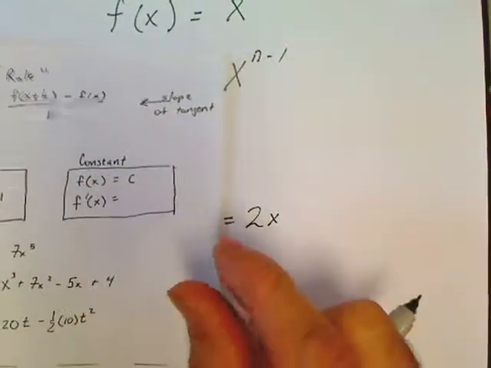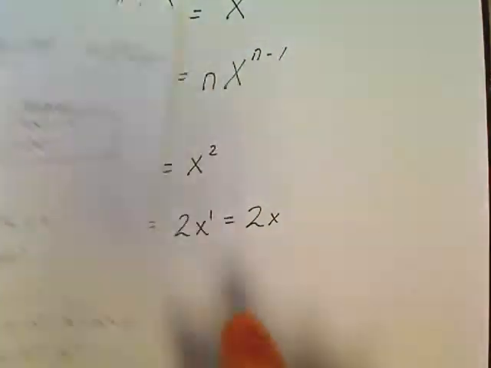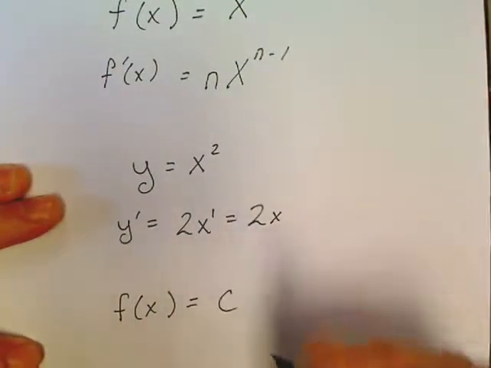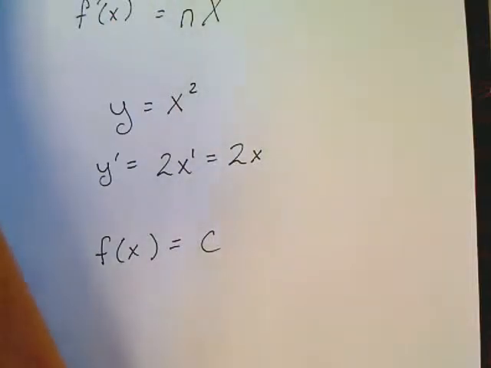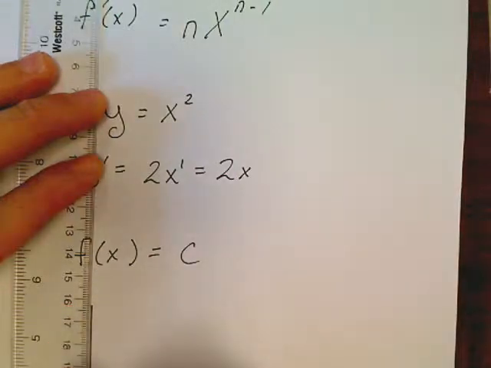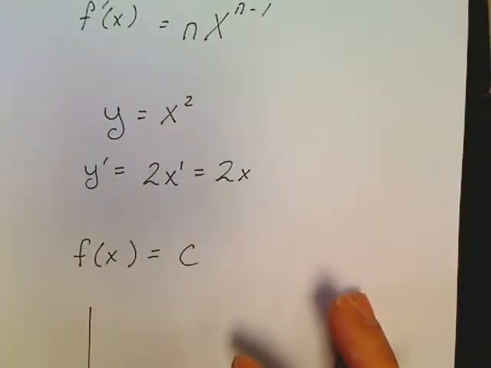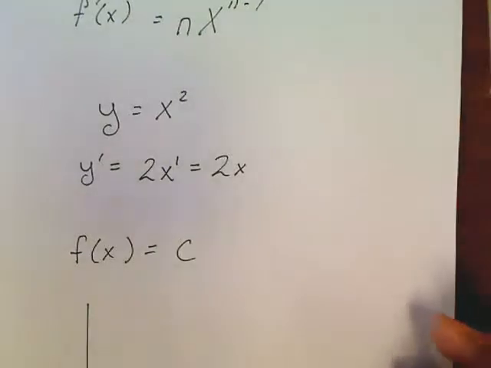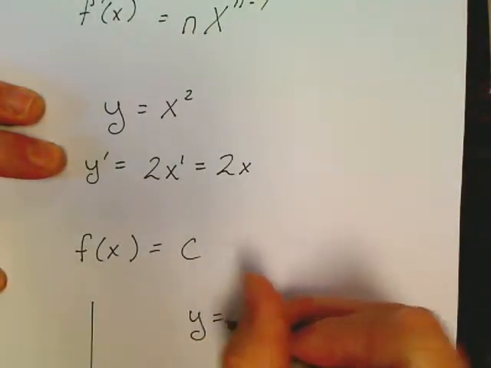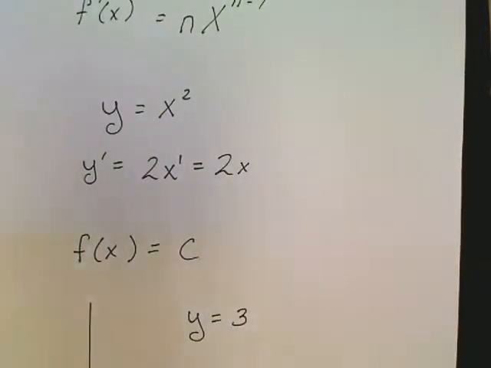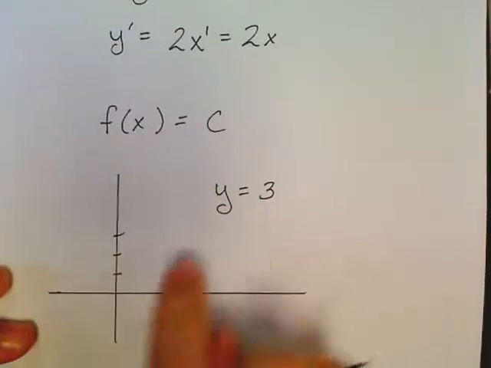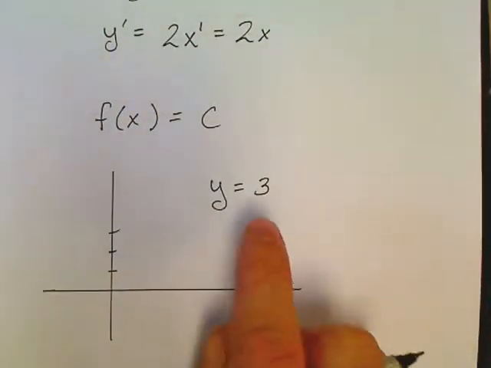Well, I want to throw one other thing at you real quick. I want to explain this whole, what about a constant? In other words, what if you're given a constant in the problem? Let's take a graph of something for a second. Let's say you've got a function that looks like y equals 3, just like that. What would be the graph of the function y equals 3?